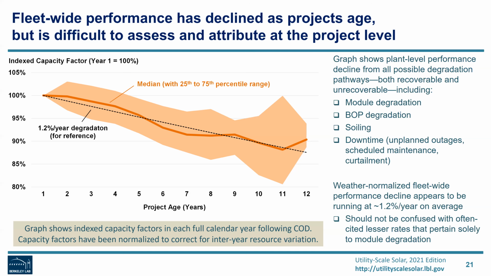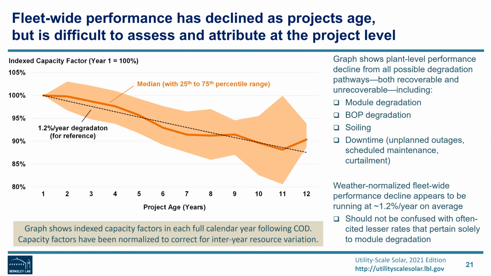And then the final thing I'll show here on performance is that we also track how performance declines as these projects age. You can see from the graph here that, based on our sample, we're seeing roughly a 1.2% per year performance decline, or declining capacity factor, as projects age. That's probably a higher number than you're used to seeing. Typically, I think one thinks of degradation being somewhere in the 0.5 to 0.7% per year range.